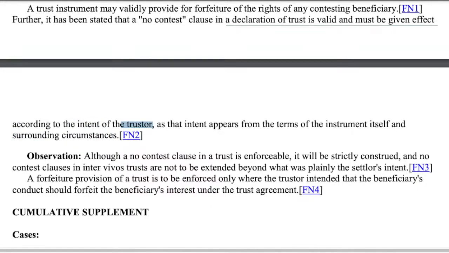And just in case we want to make sure we know what the trustor is, because we get interchangeable terms sometimes in here, I also want to make sure that we're very clear on these.